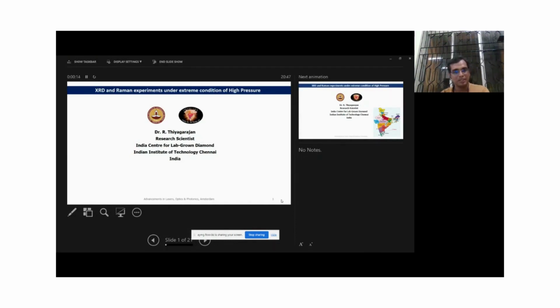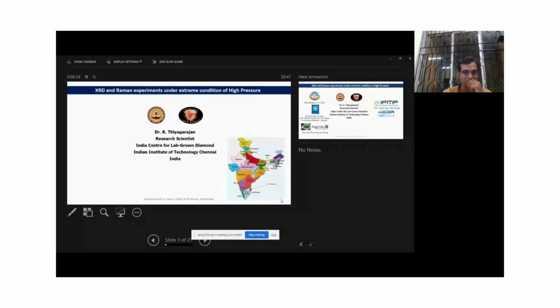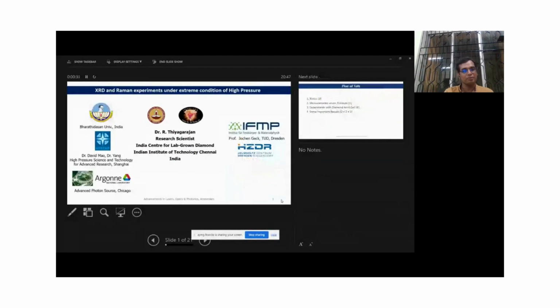Let me start with myself. I'm Thiyagarajan, working as a research scientist at the Indian Institute of Technology, Chennai, in a project called the Indian Center for Lab-Grown Diamonds. I'm right now talking from the southern part of India, which you can see from that map. I finished my PhD in India, and then I have some affiliations, working as a postdoc and research associate in the US and China, and also in Germany at IFMP and at ZDA, which is a center for research over there. Of course, it's not a big deal to talk about right now.